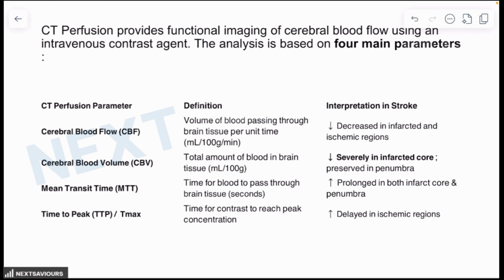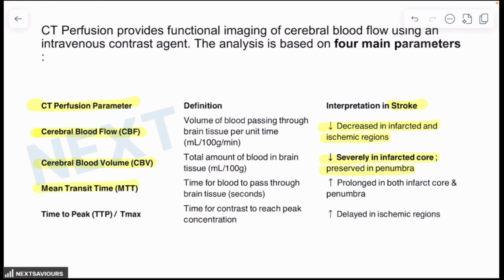So what are the parameters? The first parameter is cerebral blood flow. In case of a stroke, there will be a decreased cerebral blood flow in infarcted and ischemic regions. While the cerebral blood volume in a stroke will be severely decreased in the infarcted core, while it will be preserved in the penumbra, that is salvageable brain tissue.